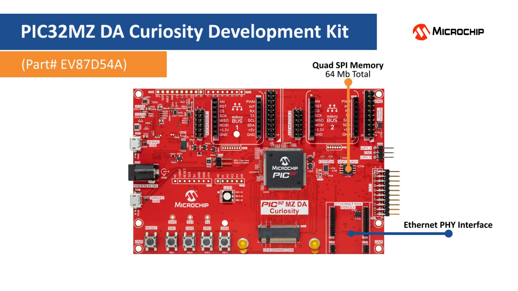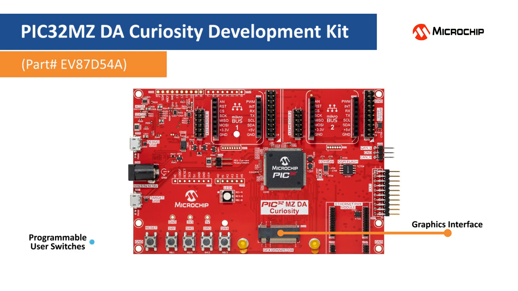Onboard 8 MB QSPI memory, and an I2C-based serial EEPROM, which can be used to store the application data. This EEPROM has a factory-programmed EUI48 or EUI64 address, plus an embedded unique serial number. The graphics interface enables the use of graphics cards for applications requiring display capability. There are 4 user switches, helpful in reading user inputs. A micro USB connector to connect the PIC32MZDA Curiosity Development Kit with a PC. A 2.5mm barrel jack power input.